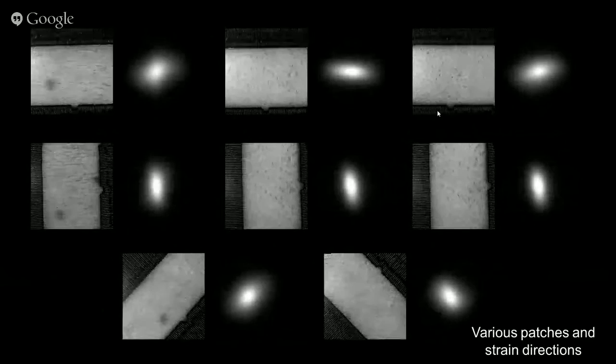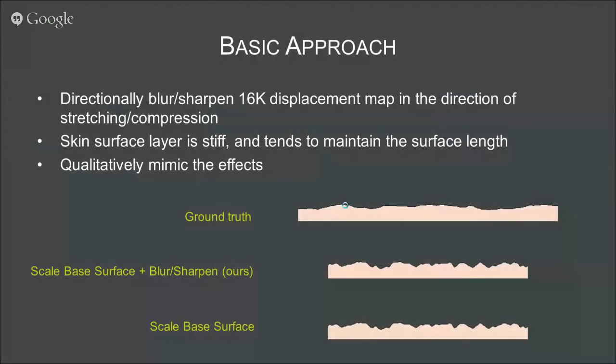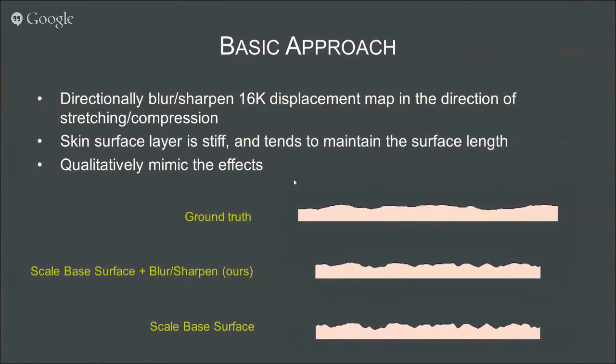So we have here, I think, forehead, cheek, and chin regions. The effect is even more clear when we plot the stretch against the skin roughness. Basically, there is a clear inverse relation between the strain and the BRDF, which is consistent with the medical literature. So the goal of our work is to model the anisotropic roughness change due to the skin microstructure deformation. The basic approach of our method is that we directionally blur and sharpen the 16K facial microstructure displacement in the direction of stretching and compression.